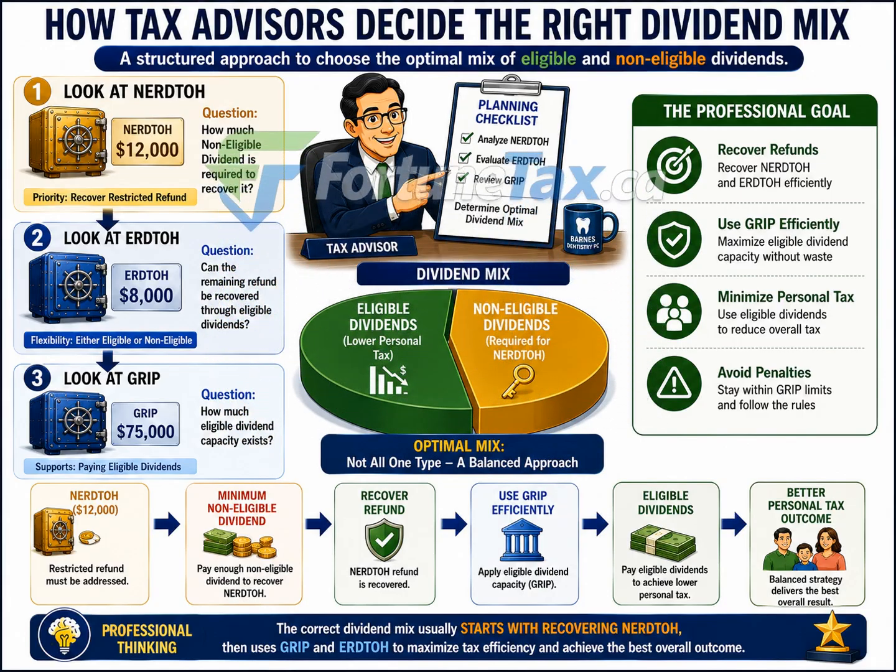The key takeaway from this slide is the mindset of a professional tax advisor. The correct dividend mix usually starts with recovering NERDTOH. After that, GRIP and ERDTOH are used to maximize flexibility and improve tax efficiency. In other words, the best dividend strategy is rarely all eligible dividends or all non-eligible dividends. It's usually a carefully designed combination that balances refund recovery, tax efficiency, and compliance. And that is the essence of sophisticated dividend planning.